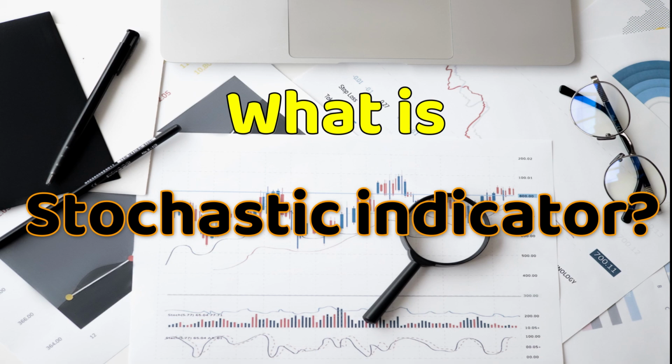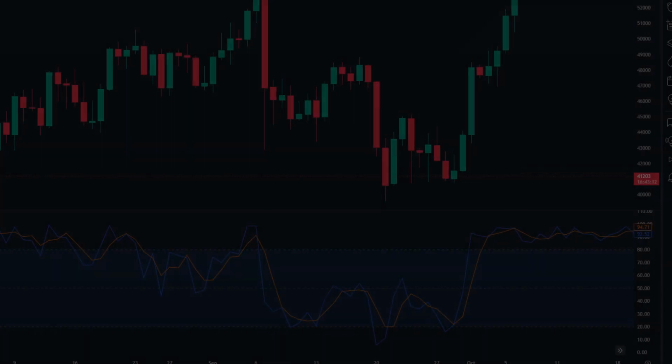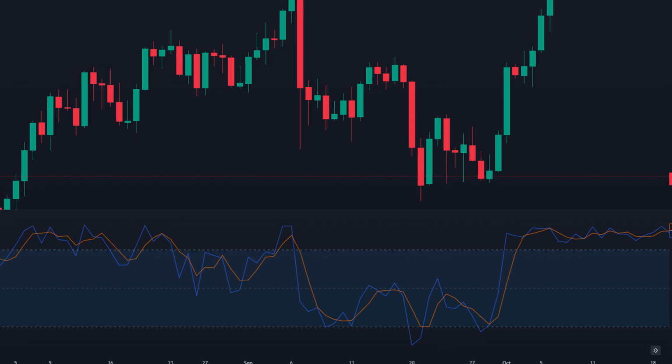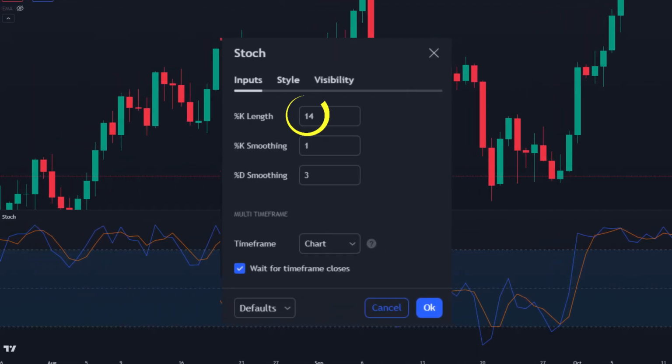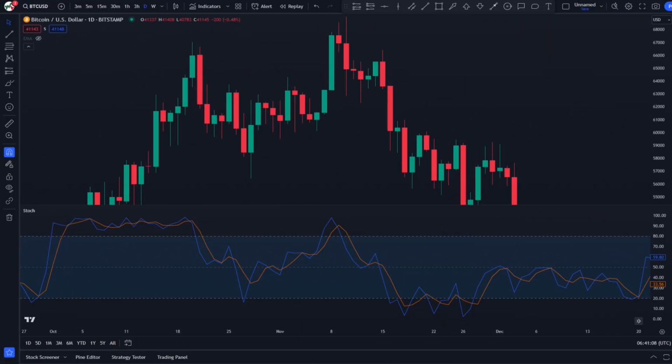First, let's establish what a stochastic indicator is. The stochastic indicator reveals the relationship between the closing price of a stock and the high and low price range over a 14-day period. It measures the momentum and the trend strength in the market.